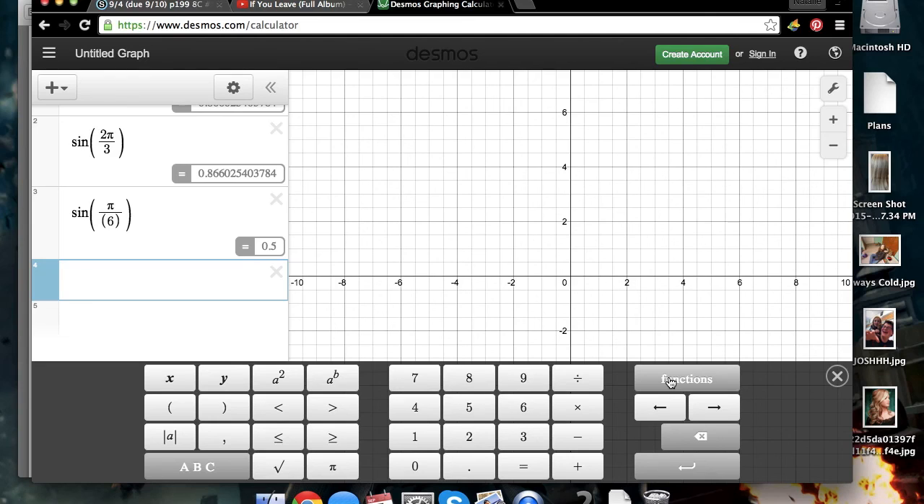So pi minus pi over 6 is 5 pi over 6. So I'm going to go to sine 5 pi over 6, and it's the same thing. There you go. Bam. Perfect. And now you have that one done.